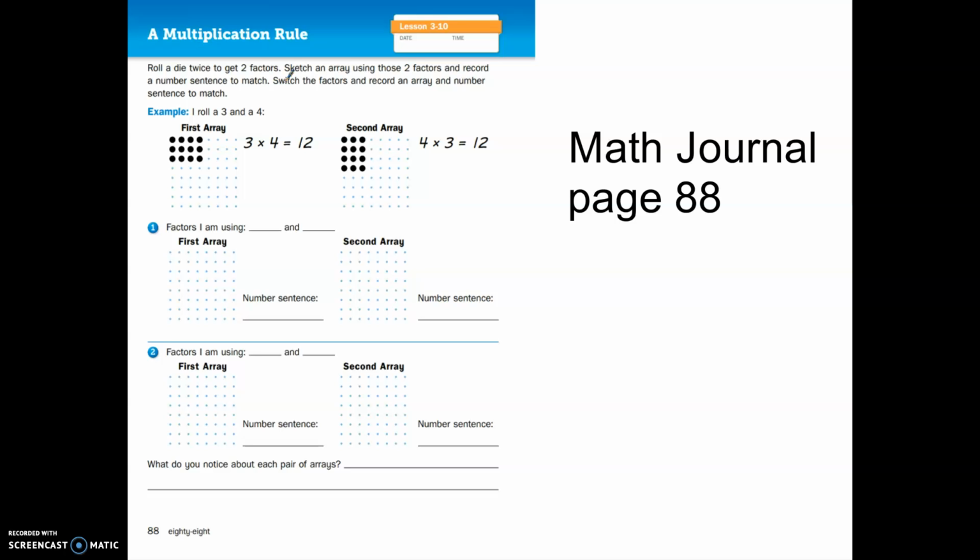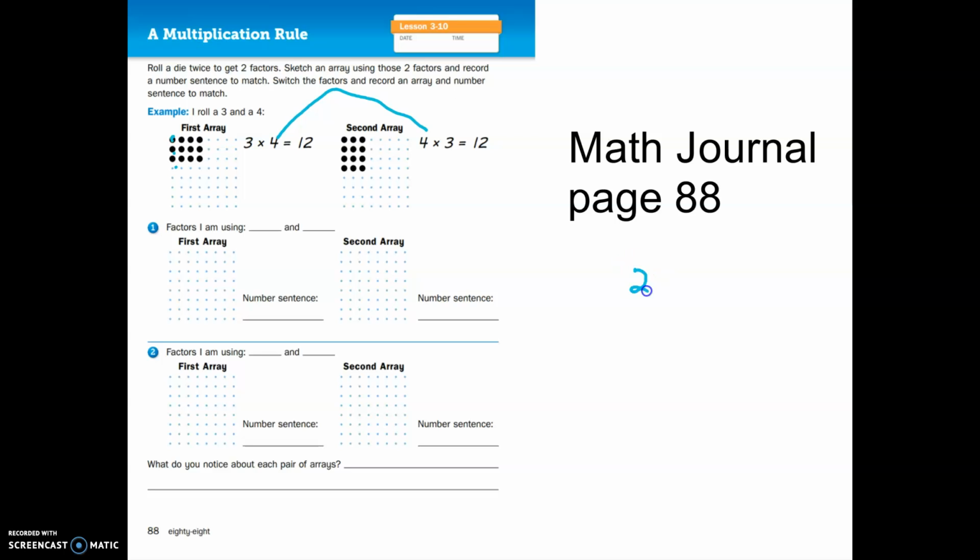Okay, so you're going to make an array. You're going to make an array for 3 going down, 4 going across, because 3 times 4 is going to equal 12. Now you're going to use those same numbers, but you're going to make a different array. So this time I'm going to have 4 rows, and 3 in each row. So it's going to be 4 times 3. These are called turnaround facts. It's the same factors, but I'm turning them around, putting one first and then the other one first, and I'm still going to get the same answer.